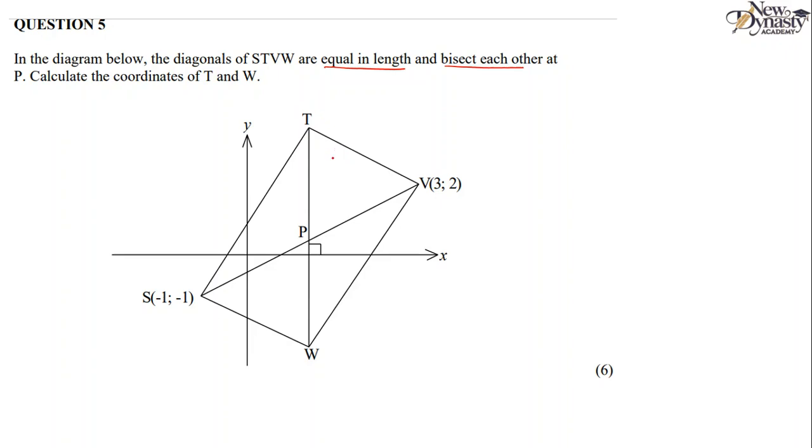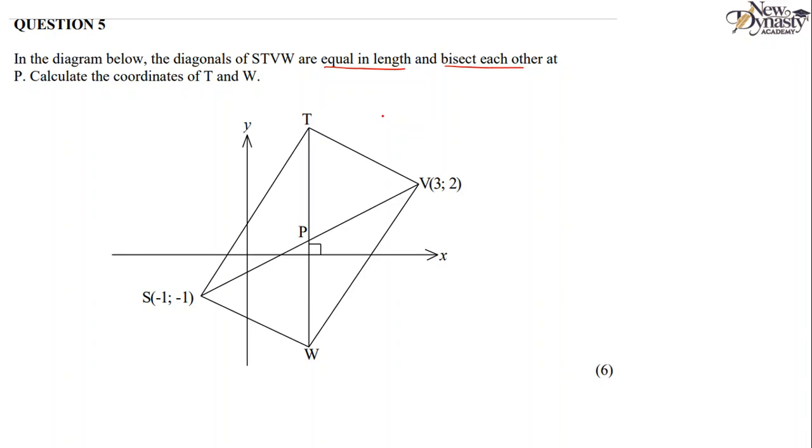Okay, so you'll be asking yourself, where do I start? Where do I start with this question? The information that is given will definitely lead you on where to start. We are told that the diagonals of this four-sided figure STVW are equal in length. So since we are told that they are equal in length, somehow we have to use the distance, because the length is given as equal for both diagonals. So somehow it tells you that you have to use the distance.